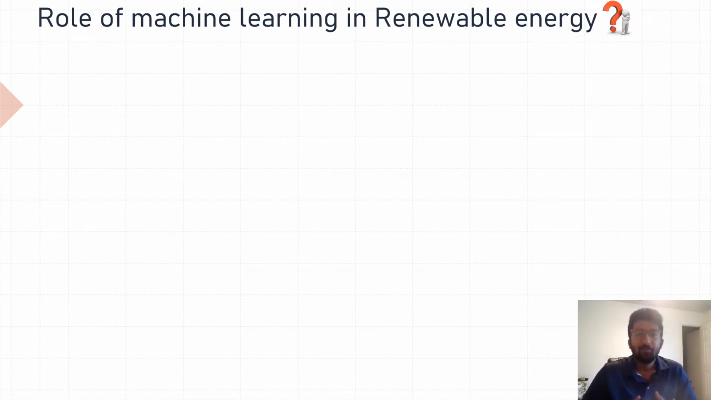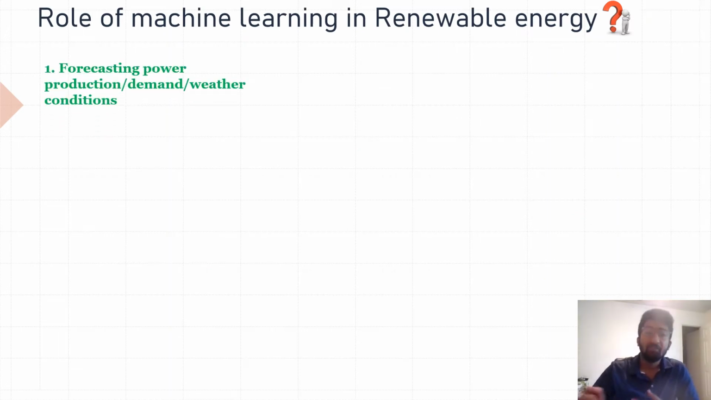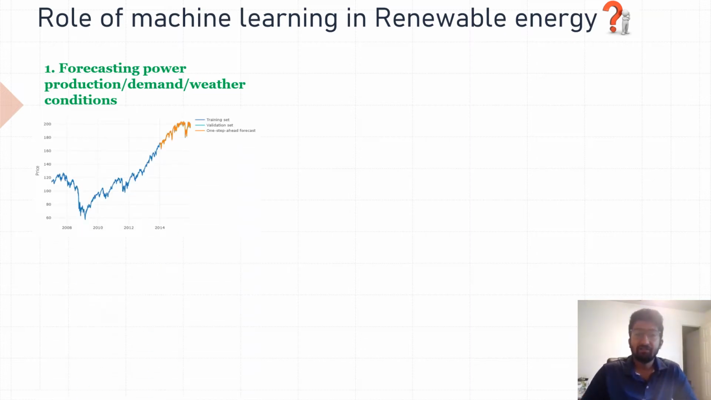So let's talk about the role of machine learning in renewable energy. The first role will be in forecasting. It might be forecasting of power production, demand, or maybe weather conditions. The biggest problem with renewable energy is the unpredictable nature of energy sources like solar and wind. And this is one of the reasons why renewable energy is not coming up as a mainstream energy source. Although we have very limited fossil fuel, renewable energy is a suitable option to compensate for it. So the biggest problem is the unpredictable nature of the energy source.